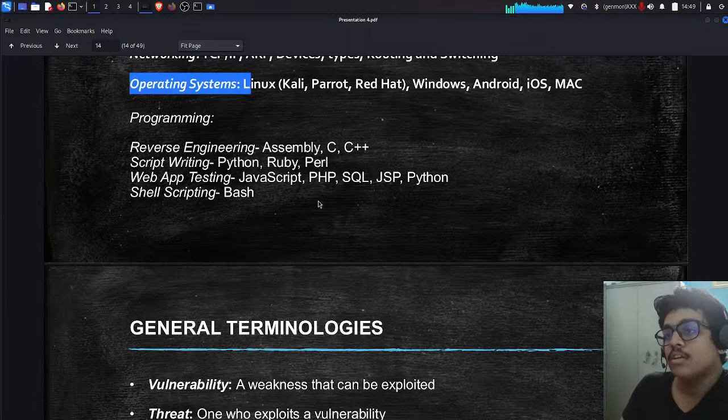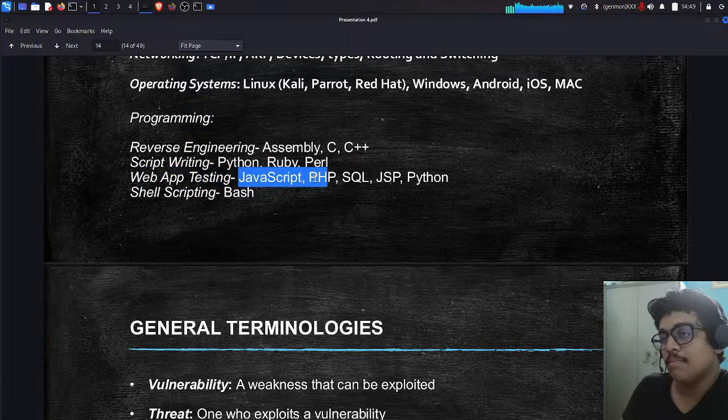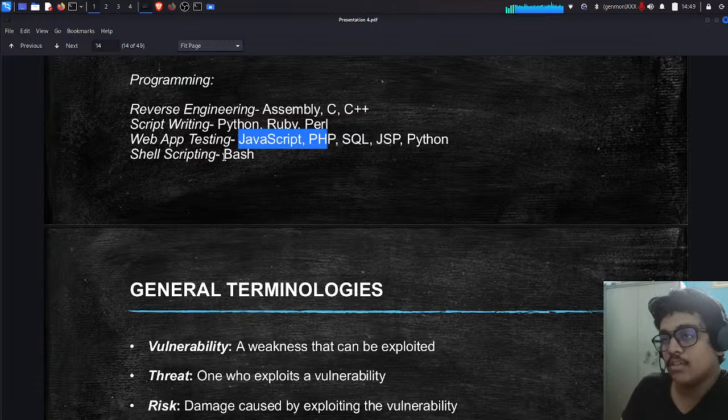For web app testing, you will be using JavaScript, PHP, SQL, JSP, and Python. For shell scripting, I have already discussed it. We have a dedicated series for bash scripting.